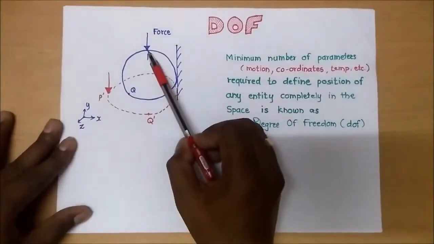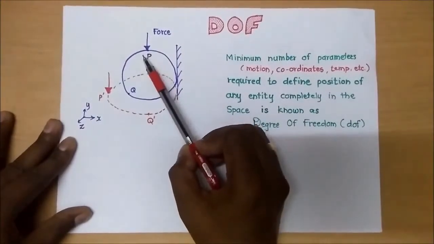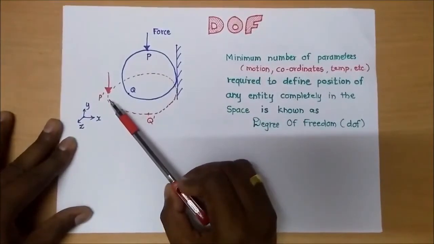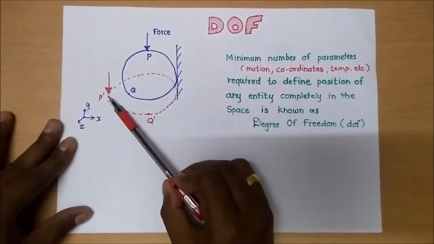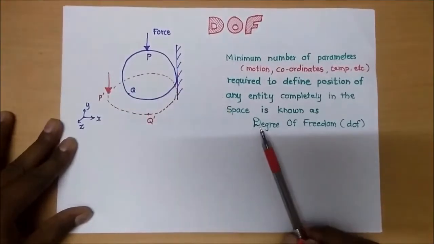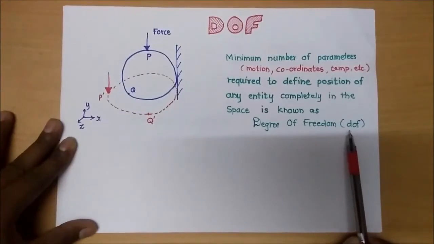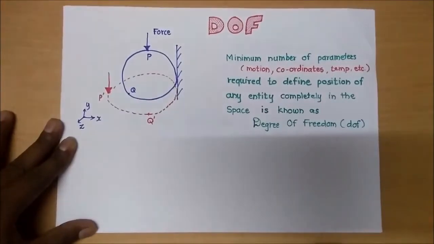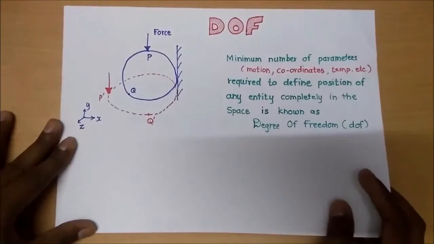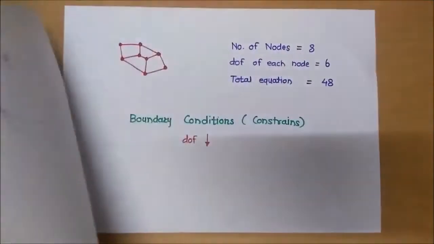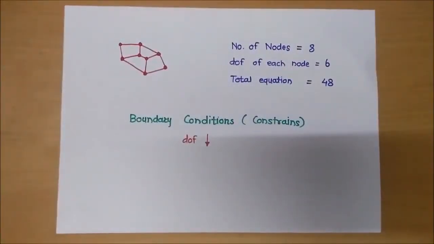This is an entity which can be defined with the help of coordinates to get the exact location of that entity. That is called degrees of freedom. Its short form is DOF. We will now see how it is necessary in finite element analysis.